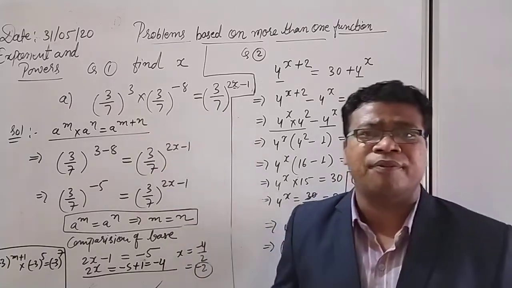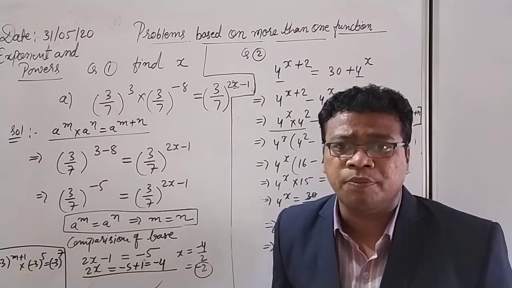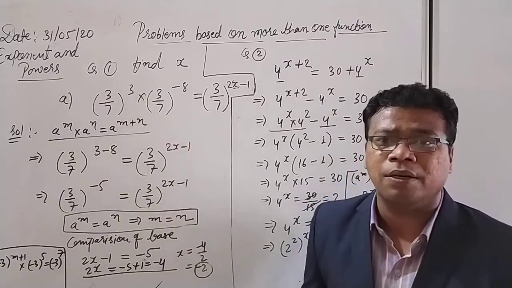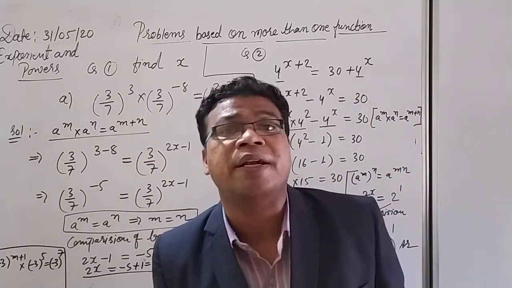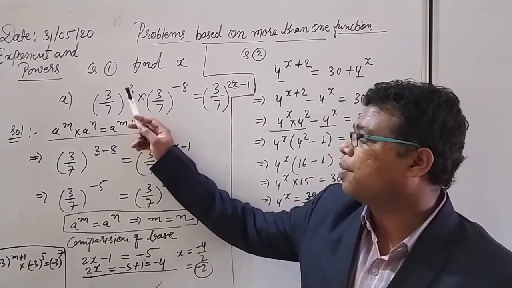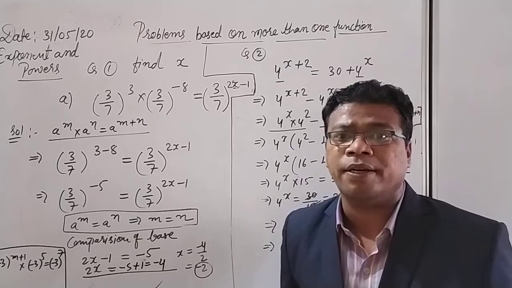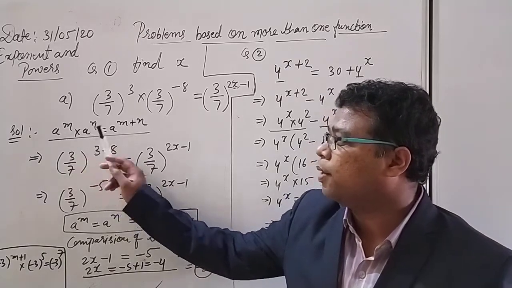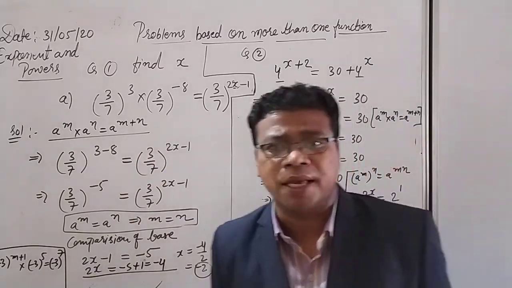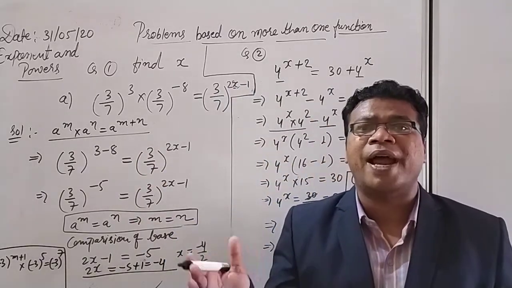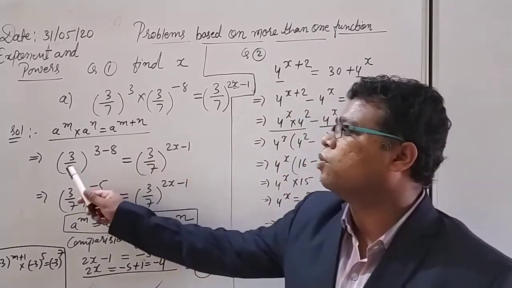I only have to solve the left hand side, and when it is converted into a single exponent term, then I can compare the powers. What is this case? It is the multiplication case: (3/7)^3 into (3/7)^-8. So which formula will come into role now? a^m × a^n = a^(m+n). When the bases are equal, we add the exponents, the powers. That rule we will apply here.